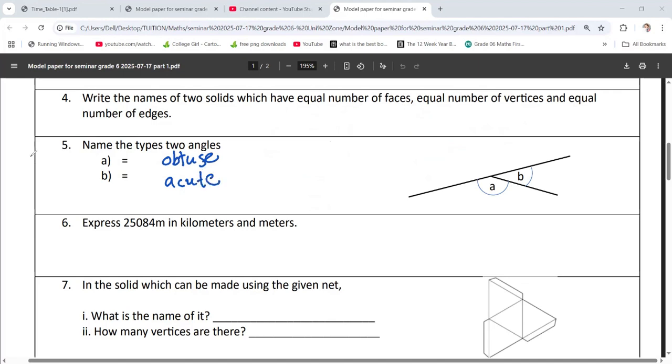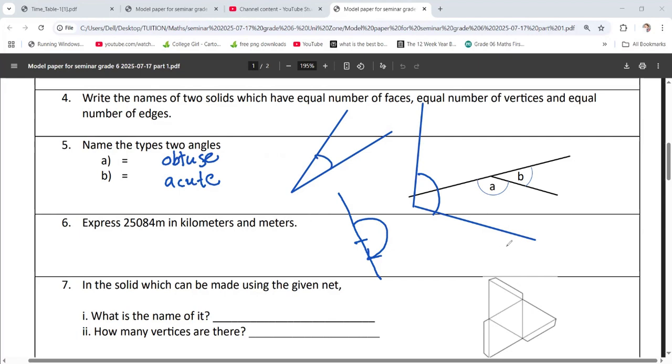You have learned the types of angles. So if you take something like this, it is acute. If you take something like this, it is obtuse, right? If you get something like this, just a straight line, that is a straight angle, and you have right angles like this. And also you have reflex angles like this, right? These are all the types of angles you have to learn in grade 6, right?